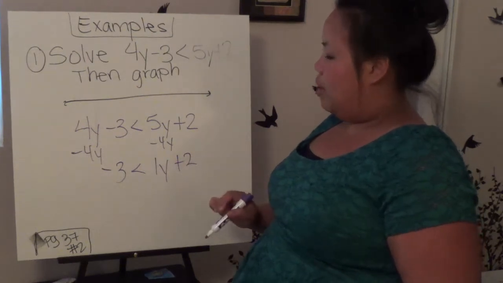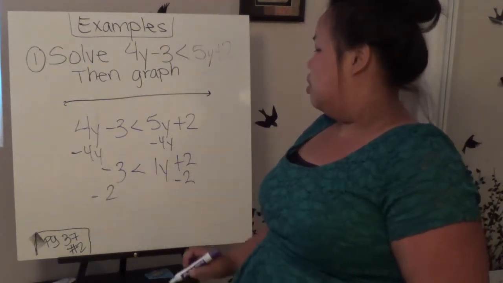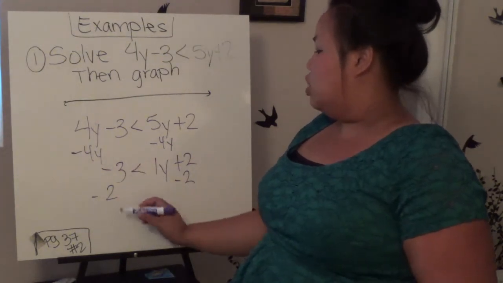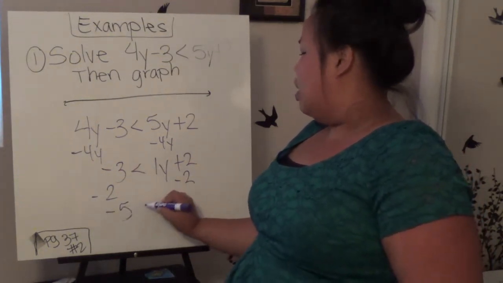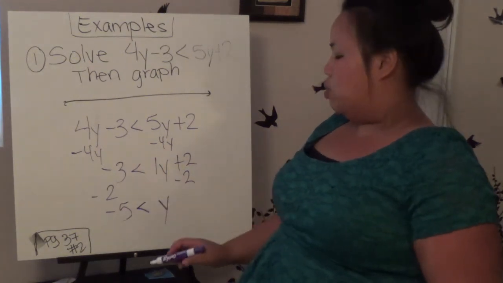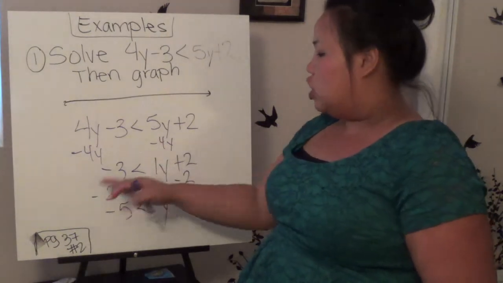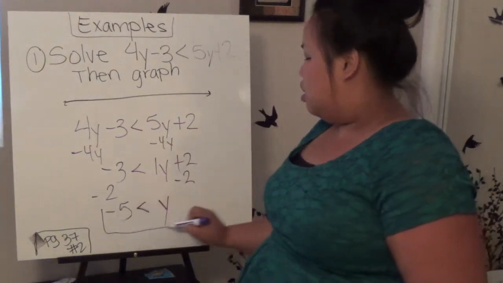My next step is to do what? Subtract 2 from both sides. Okay, negative 3 minus 2 gives me negative 5 is less than y, because that one y is the same thing as y. And because I didn't divide or multiply by a negative, I just subtracted, this is my answer.